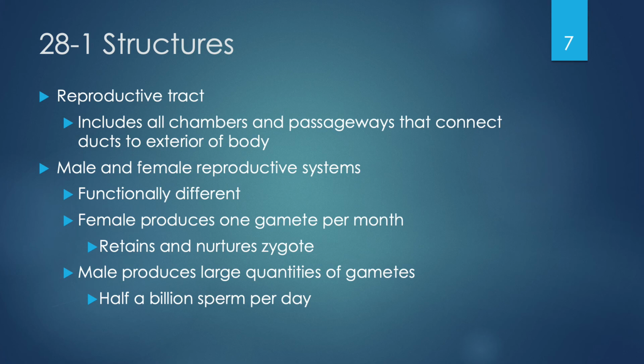The male and female reproductive systems are functionally quite different. However, together, they work together to be able to produce a new individual. So the female reproductive system will produce, on average, one gamete per month.